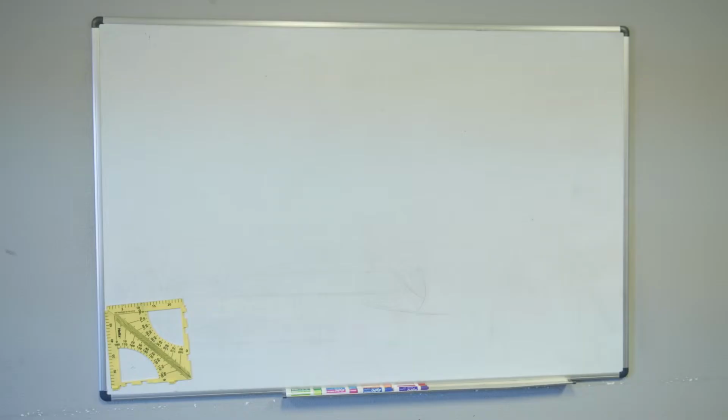(x - h) squared over a squared plus (y - k) squared over b squared equals... Oh, it's not 0, it's what? It is 1.